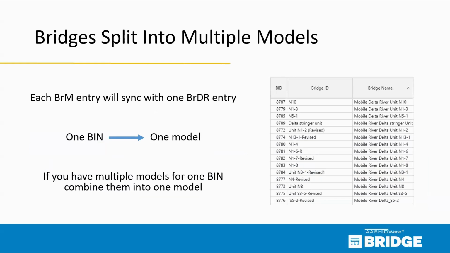Another consideration is if you have any bridges that you've split into multiple models. In the case I've got right here in the screenshot, we had sent this bridge to a consultant, and they had sent us back a lot of different models where the bridge was split up. We typically combine those into one model anyway, but sometimes you may have cases where you've got a really large structure and you've got it split up into multiple models. But when you sync with BrM, it's only going to sync up with the one bin that you have in BrM. So you'll need to combine all your individual models into one if you want it to sync up correctly.